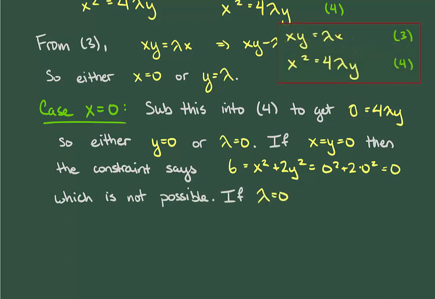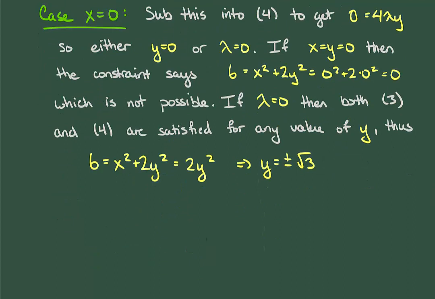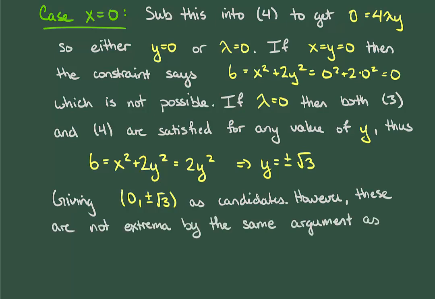If lambda is 0, then both equations 3 and 4 are satisfied for any value of y. So plugging x equals 0 into the constraint tells us that y is equal to plus or minus root 3. So our solutions are 0 and plus or minus root 3. But this is really starting to look and feel a lot like what we did with the interior points. And by precisely the same sort of argument that we used there, we'll be able to argue that these 2 points don't have a chance of being extrema.